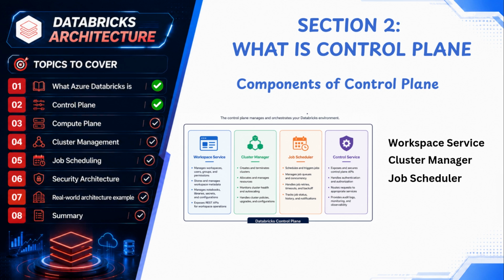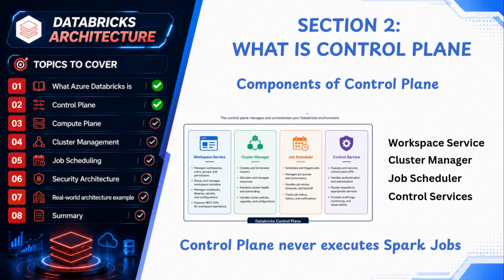The next component is Control Services. Control services include additional services like authentication, monitoring, logging, APIs, and metadata management. All of these services work together to orchestrate your environment. The most important thing to remember is the control plane never executes your Spark job. It only manages and coordinates them.